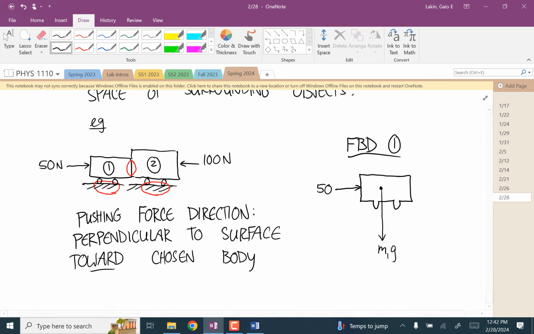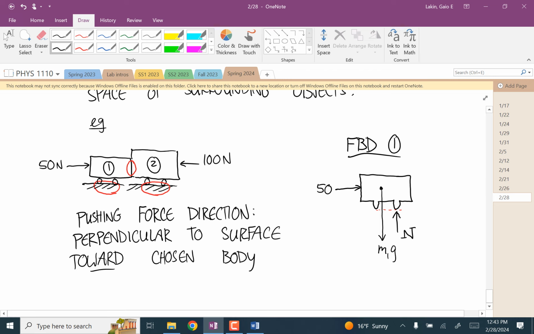And now let's think about the pushing forces. The ground is pushing on the wheels. So let's think about this direction rule. The surface of contact is like this. The force has to be perpendicular to that, which means either up or down. And then it's toward the body, so up. And I'll call that N, for normal force. That's a pretty common variable name for pushing forces.